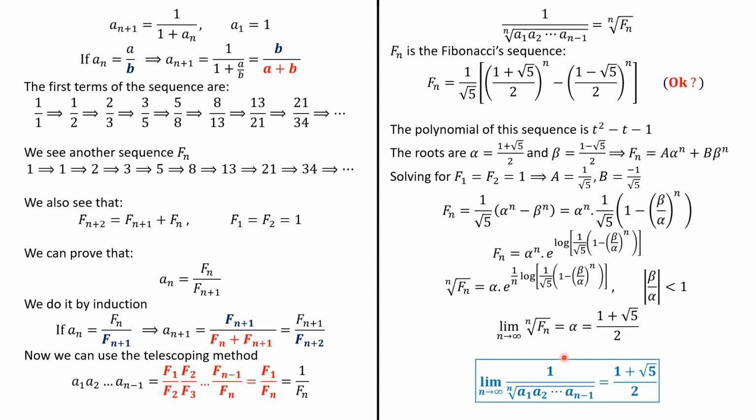And then the golden limit is alpha, which is the golden number, 1 plus the square root of 5 over 2. And we are done.